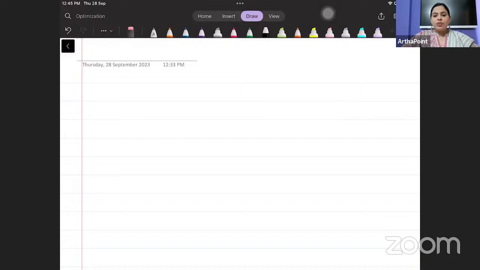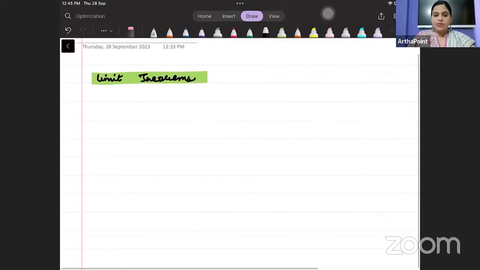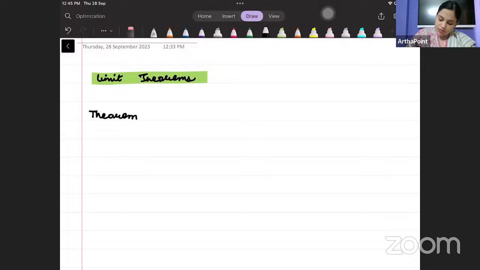So I hope you're practicing along with me, and in the last class, I had taught you some inequalities. You had gone ahead and done those inequalities also. Okay, let's start. So I want to begin today's lecture by teaching you about limit theorems. But what is a limit theorem? In order to understand limit theorem, we start with the first theorem, theorem number 1.